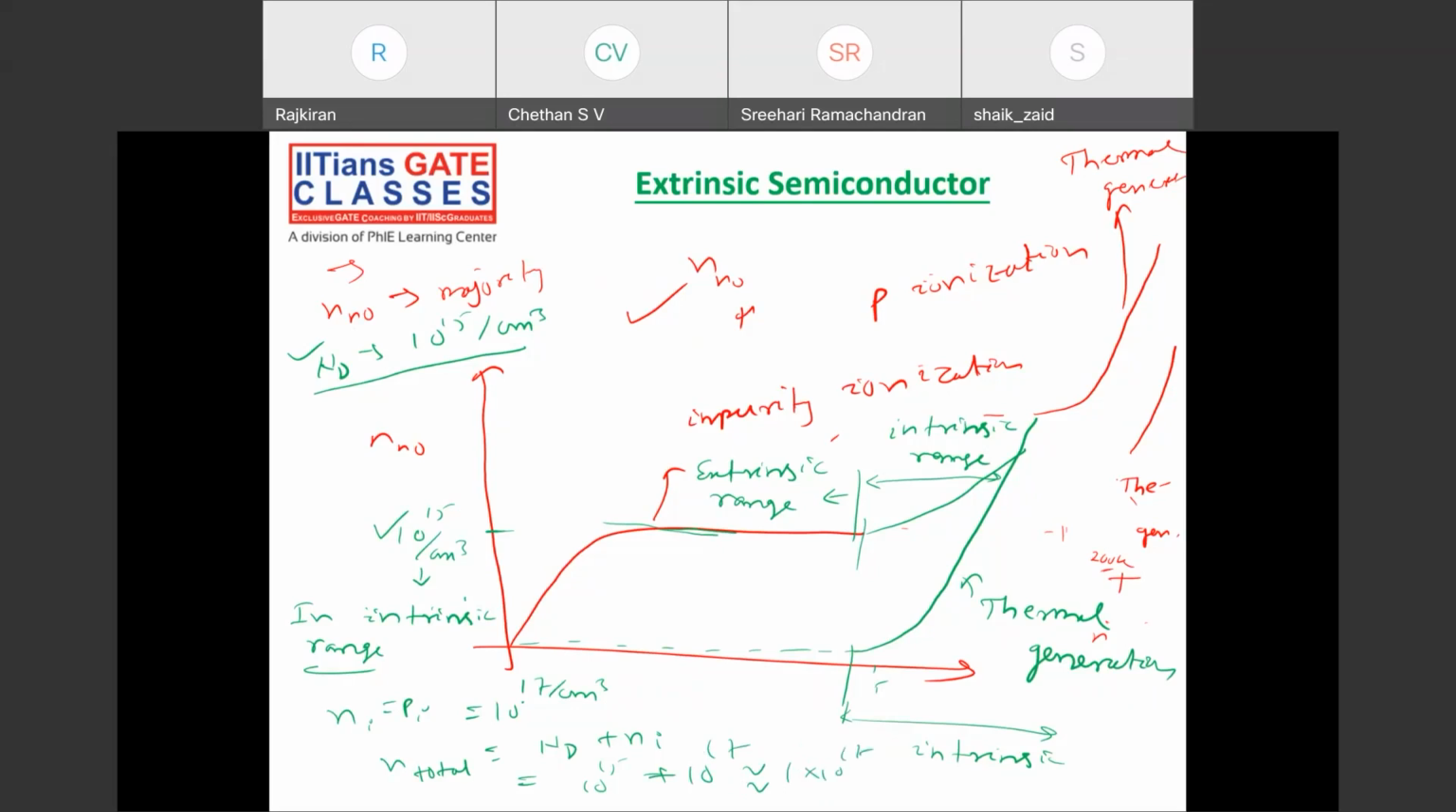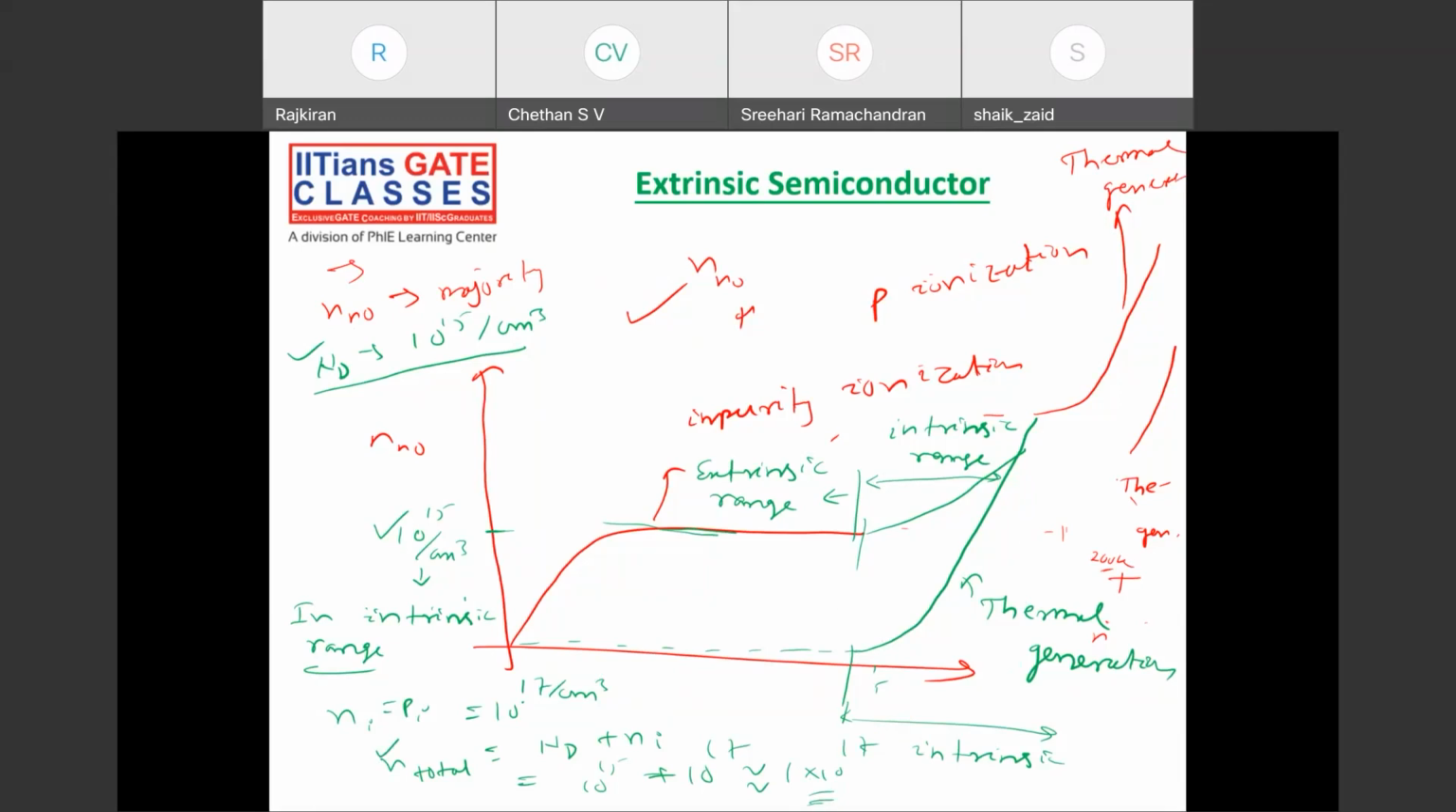So what I can say is that after a certain temperature in the intrinsic range, the total concentration of electrons will be approximately equal to the thermal generation. That's why it's called the intrinsic range. Why do I call it the intrinsic range? In the intrinsic range, the thermal generation is exponential.